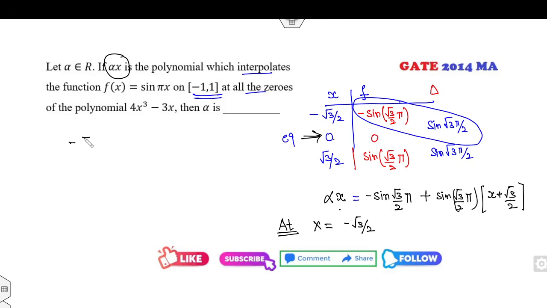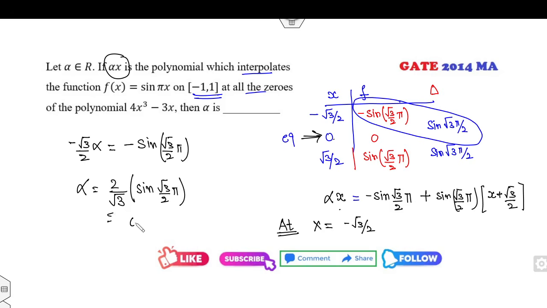It is minus √3/2 into α. It is minus sin(√2/π). So your α will be 2/√3 into sin. You can use your calculator and you can get your answer, 0.4 something. Let me calculate it quickly. It is 0.47 something, right up to 2 decimal places.